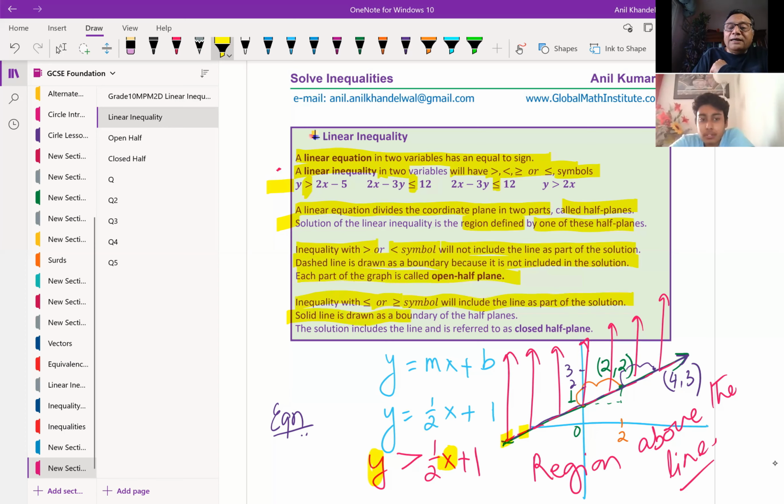So solid line is a boundary for the half plane, and we call this a closed half plane. You get the idea? Yes, sir. So closed half plane means that the line is included, okay? So we'll take a few examples.